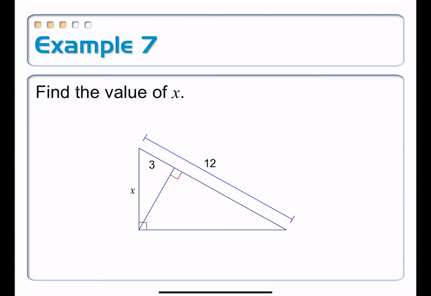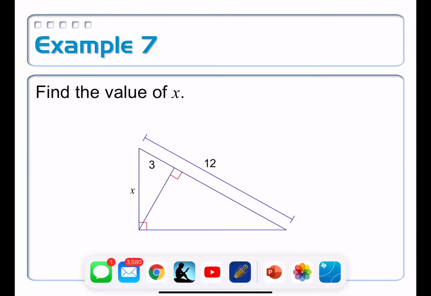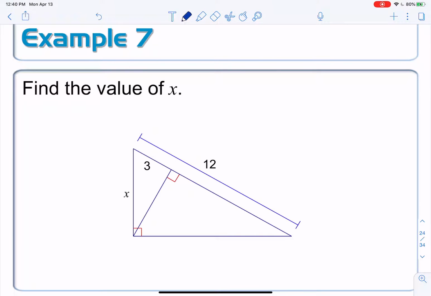Instead, we have an unknown leg length, and the whole hypotenuse here is 12, and then a portion of that hypotenuse is 3. It's the smaller portion broken up by that altitude. Okay, so we'll go back to the drawing board over here, and let's see.